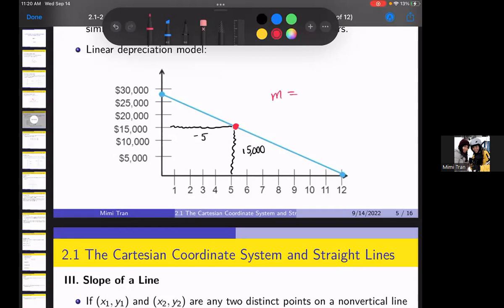So the slope is rise over run, which is 15,000 over -5, I'm sorry. And then you simplify it to be what? -3,000. So every year you lose $3,000.